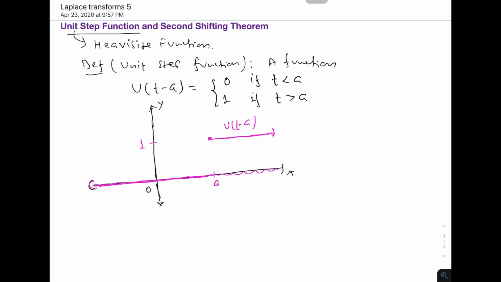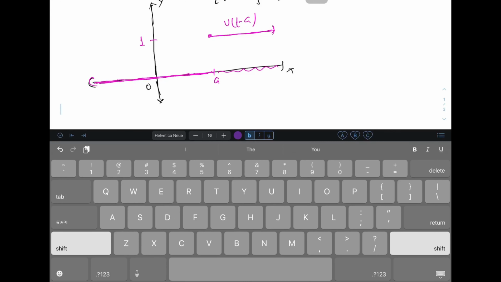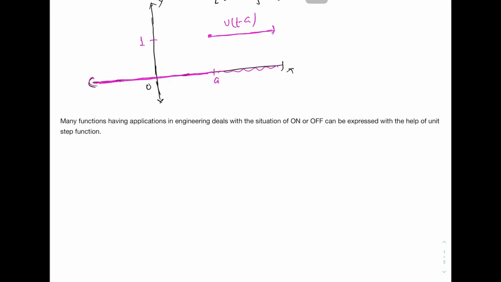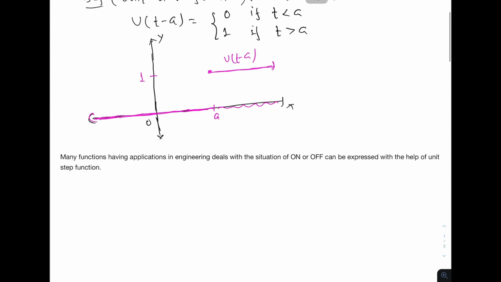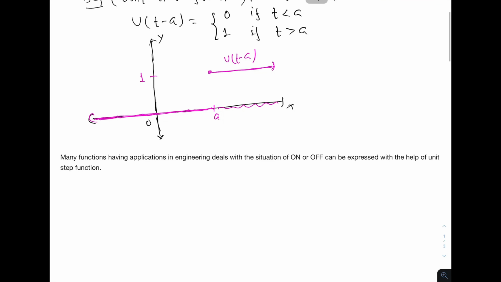Now this function is very much useful in many engineering problems where we are having situations of on or off kind. There is only one step: on, then it is a 1, off, then it is a 0. So this kind of function is very much useful.